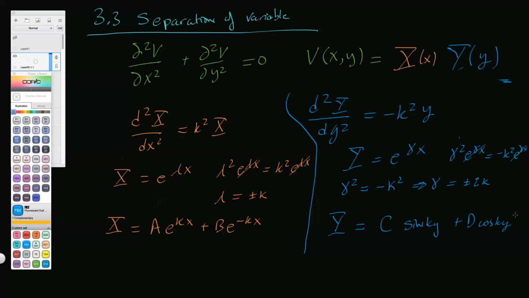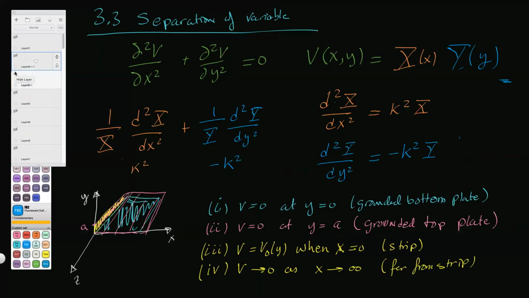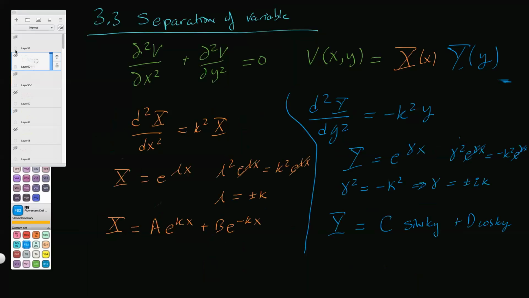All right, we have our solutions. And now we're going to implement boundary conditions. The first boundary condition that I'm going to implement is the last one, because it says as x goes to infinity, V has to go to 0. And I know my solution for the big X is the only function of X I have. It's easy to implement this. So let's go and implement boundary condition 3 on this.